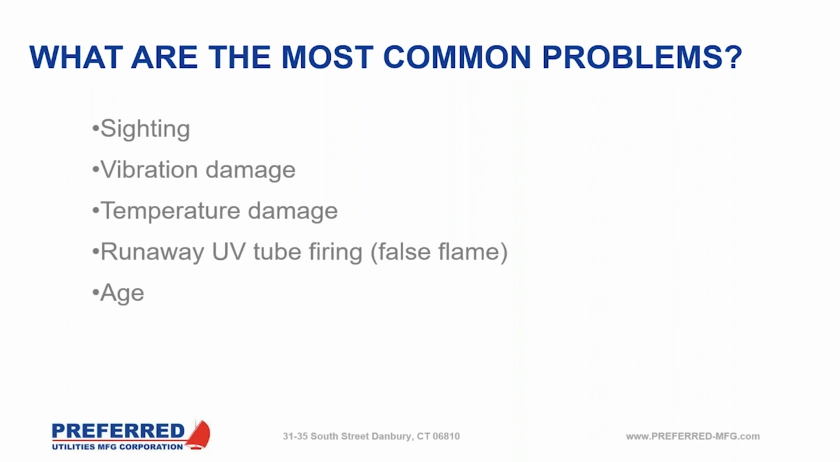Now, what are the most common problems with these? Basically, it's like any optical scanner. It's going to be sighting or vibration. These are quartz tubes, okay? They do have small leads that come out of those that are attached to wires. If we have a lot of vibration, we could actually break the seal on that tube, losing that particular special gas in there, and it will start conducting whether we have any UV or not. So we're going to start getting a false flame indication because we've got a runaway tube.